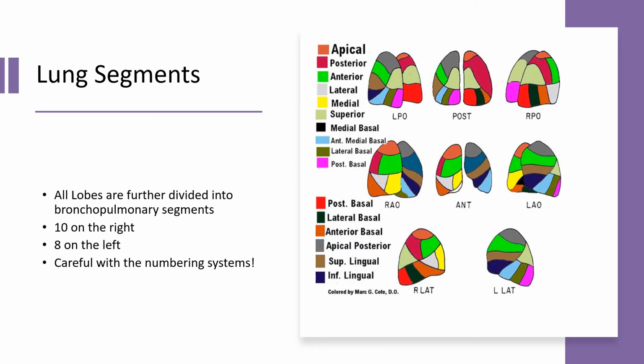All the lobes are further divided into segments. There are 10 on the right, 8 on the left. Those are numbers you need to remember. So be careful with the numbering systems. When you look at your book, you might see some conflicting information as well. This is what is on the board exams. This is what's on physician exams. This is also what's on your respiratory therapy board exams, that you have 10 on the right and 8 on the left. You might see it where it says 10 and 10. And I'll tell you about where that's sort of coming from.